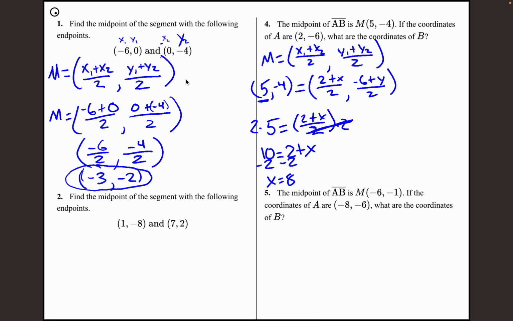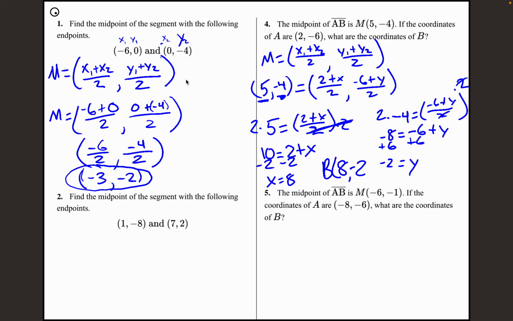Now we can do our y. Our y is -4 right here, so I have -4 equals -6 plus y over 2. We multiply both sides by 2 first. 2 times -4 is -8, and that equals, these 2's cancel out, -6 plus y. Let's add our 6 over. -8 plus 6 is -2, and that equals y. So our coordinates for B are 8, -2.